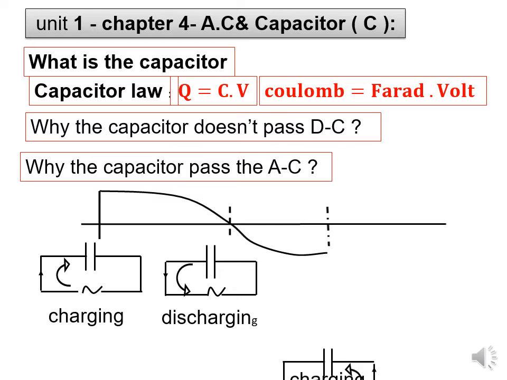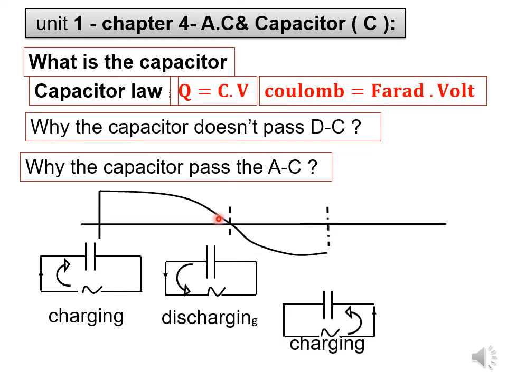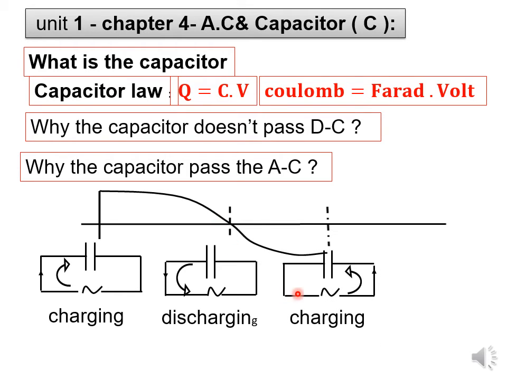In the second half cycle, the capacitor will be charged again, but in the opposite direction. So the capacitor is charging and discharging through a half cycle of the alternating current.